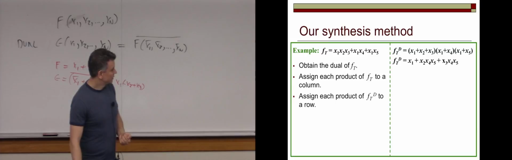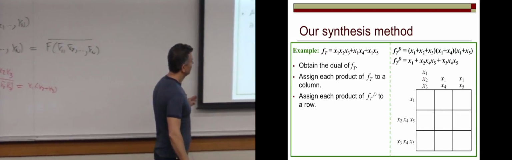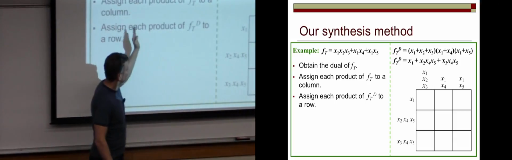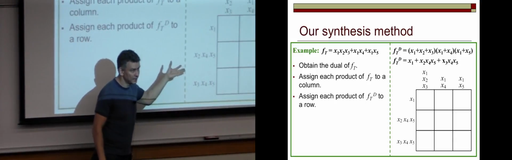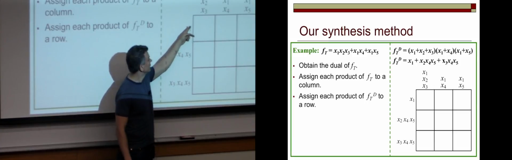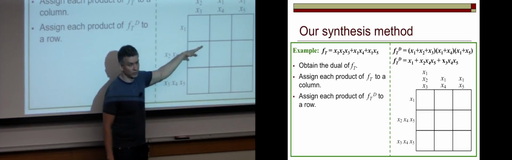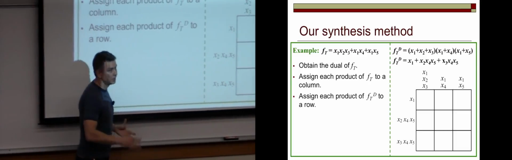Given the function and its dual, here's what we're going to do. We're going to assign each term in the function to a column. By assign, I mean we're just going to write the term above the column. So x1, x2, x3, we write it above this column, x1, x4 above that column, x1, x5 above that column. That's what I mean by assign it.